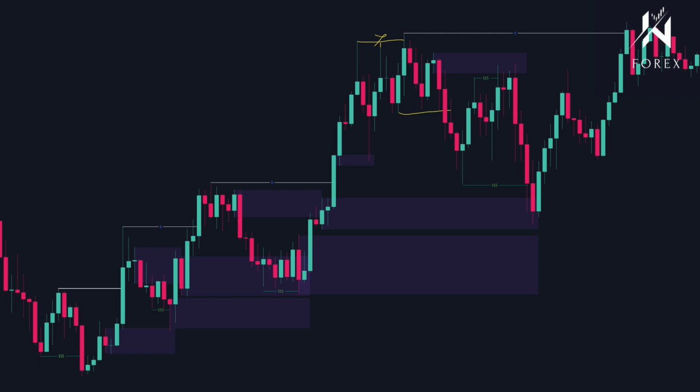So the first part is asking, where have they previously entered? That's where the concept of liquidity sweep zones comes into play. If you find a supply or demand zone that took liquidity during its formation, that can signal that institutions were involved in creating that zone.